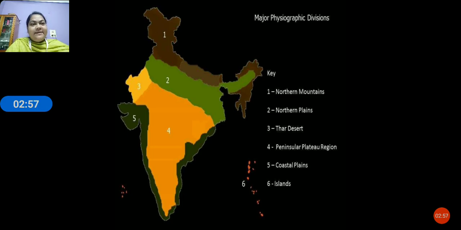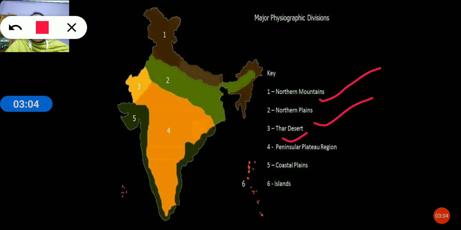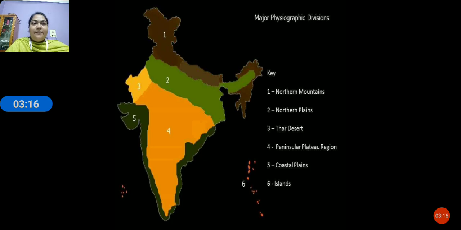Number 1, the northern mountain. Number 2, northern plains. Number 3, the Thar desert. Number 4, Peninsula Plateau region. Then we have number 5, coastal plain, and number 6 is the islands. So let us start one by one.